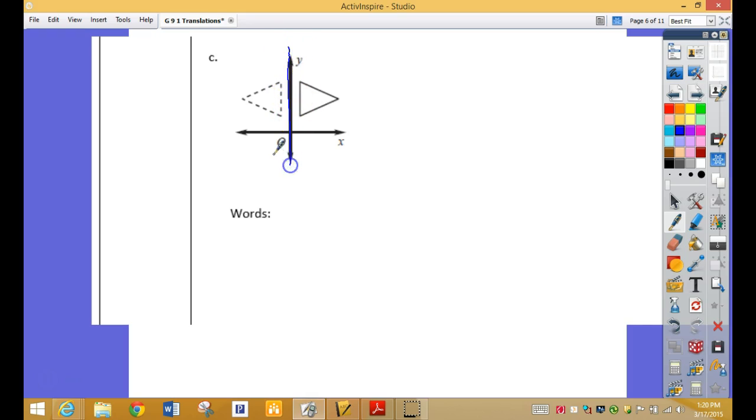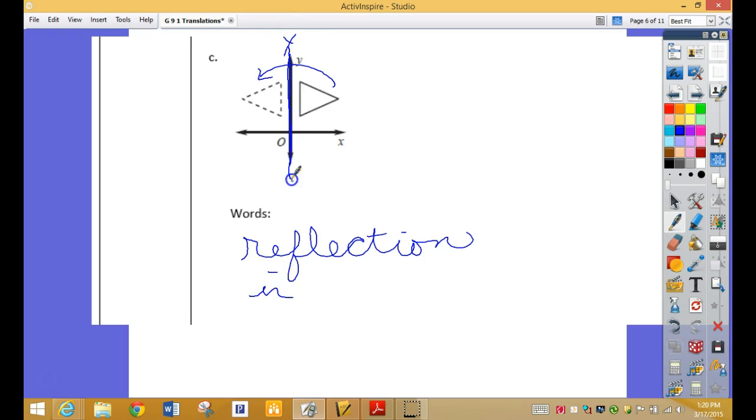What are we doing tomorrow when we wrote it in our agenda? So reflections. So this is what we're going to be doing tomorrow. This is a reflection. It's not a translation, it's a reflection. The Y axis is in the middle, and that's how we refer to it. Right? And those are what we're going to be doing tomorrow.